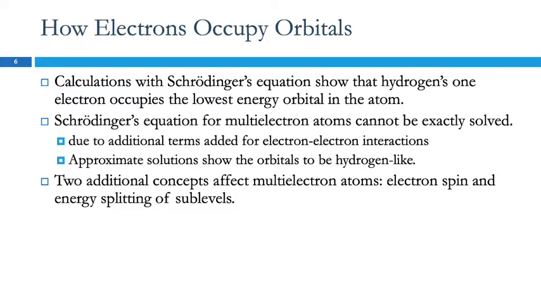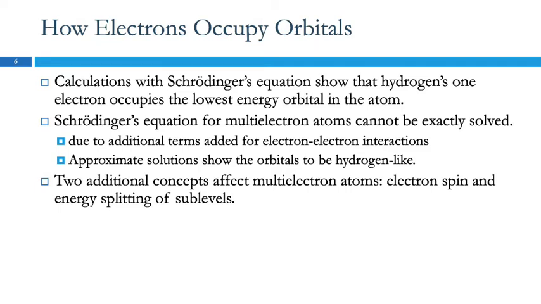So when you look at hydrogen's one electron, you see that it's going to occupy the lowest energy orbital in the hydrogen atom. And this fits with pretty much everything else we've observed in nature, where things tend towards the lowest energy. Balls roll down the hill, they don't roll up the hill, because when they roll down, they lower their potential energy. Schrodinger's equation for multi-electron atoms can't be solved exactly.